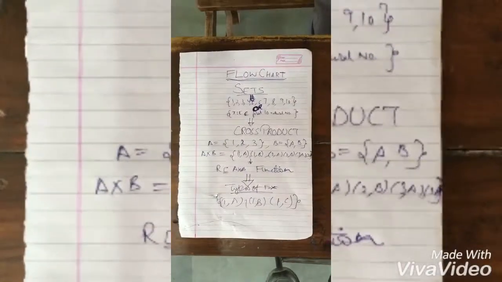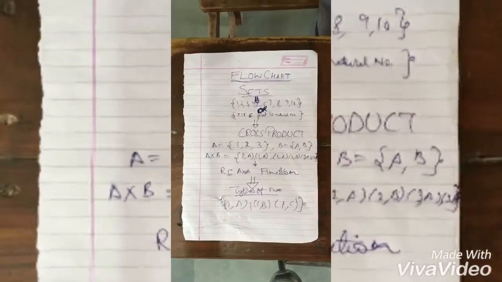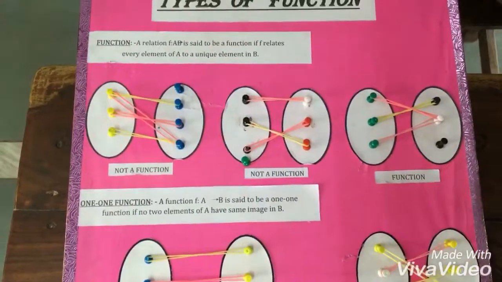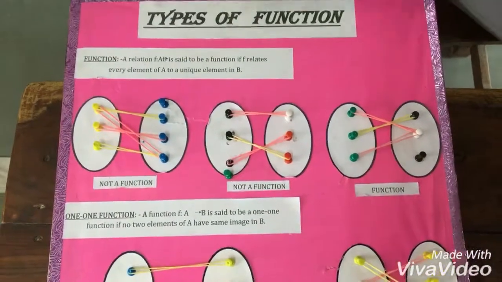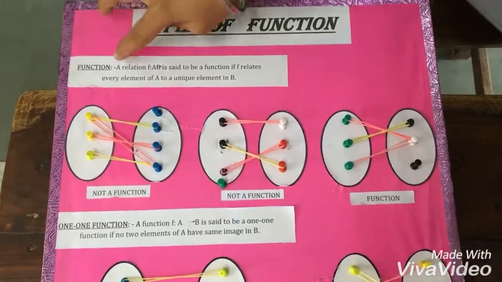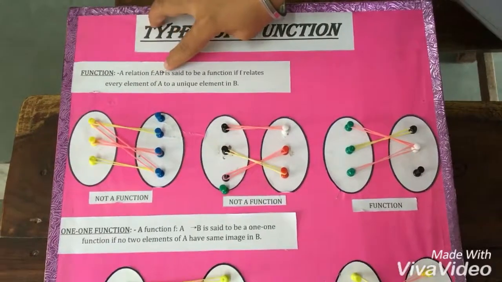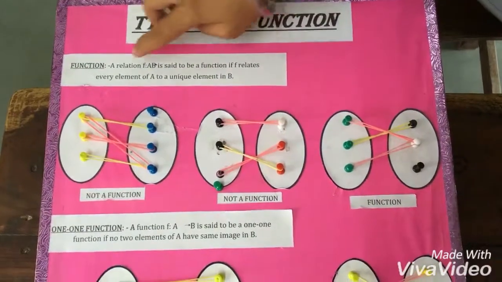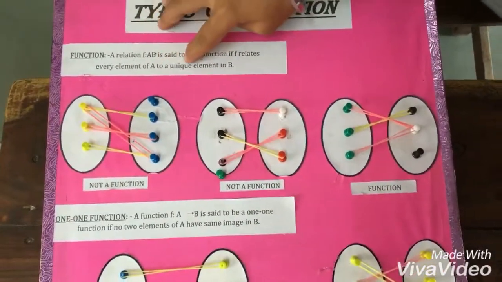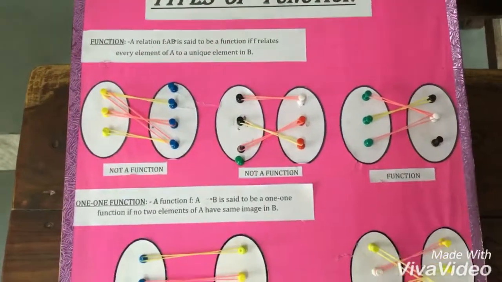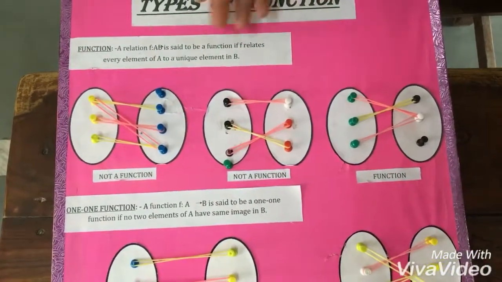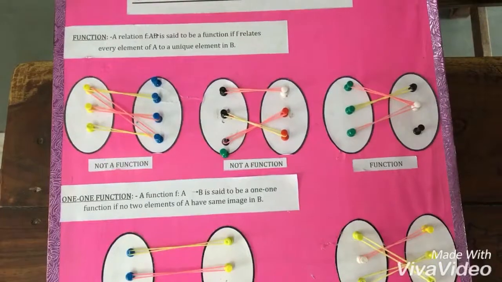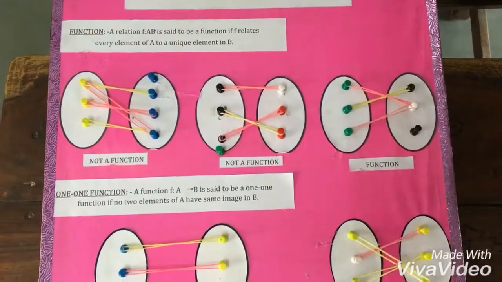Now let's take a quick look at the flowchart. Types of function. Now let's take a look at the definition of the function. A function is a relation f from A to B, said to be a function if f relates every element of A to a unique element in B. We can say, in other words, that there is always a unique image in set B.